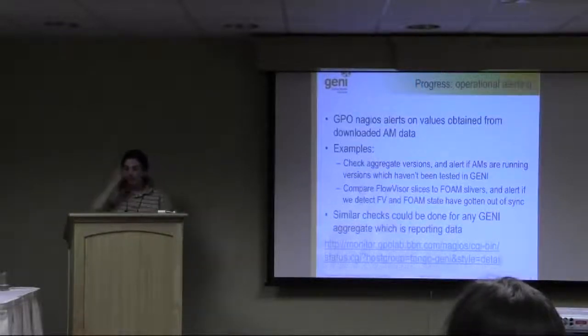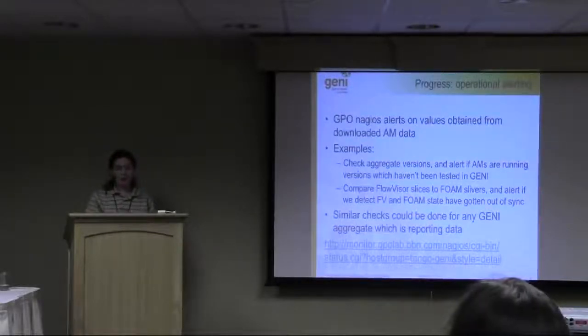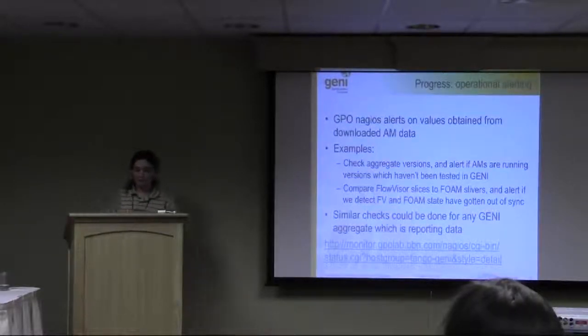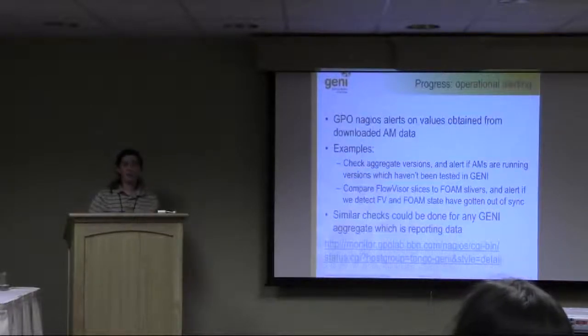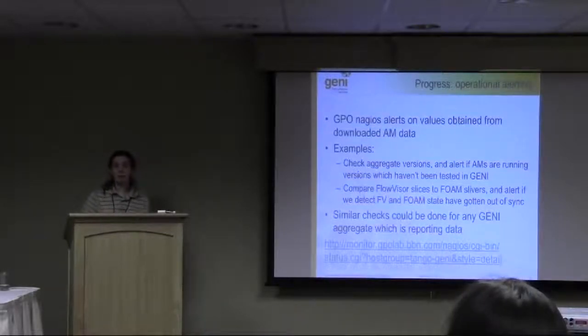It's very easy. So in our Nagios, we run a check that goes out every once in a while and pulls down the latest object with all of the measurement data and then runs some checks on it. Right now we're looking at aggregate versions and saying, if your aggregate is now running a version which is not in a set of versions that we expect, then we want to hear about that. That can be useful if people are upgrading, or if we want to know that people have upgraded past a version that we've tested, just so that we're aware of that.